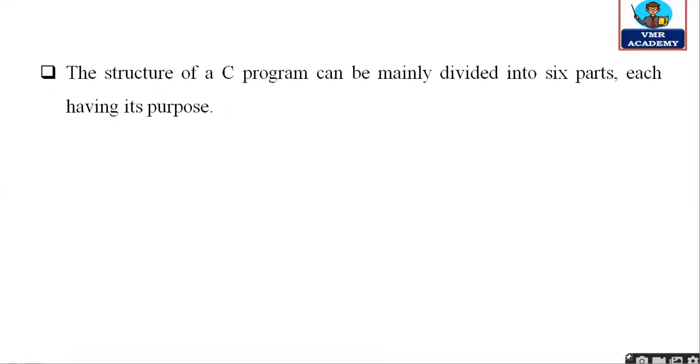So first, the structure of C program can be mainly divided into 6 parts, each having its own purpose. Like how a human being has all different parts, right? All different parts together is known as your human being. For eyes, we will be able to see something. For hands, you'll do some work. For legs, we use them for walking and all. Nose for breathing and all. Similarly, each and every part in the structure of C program also has its own purpose.